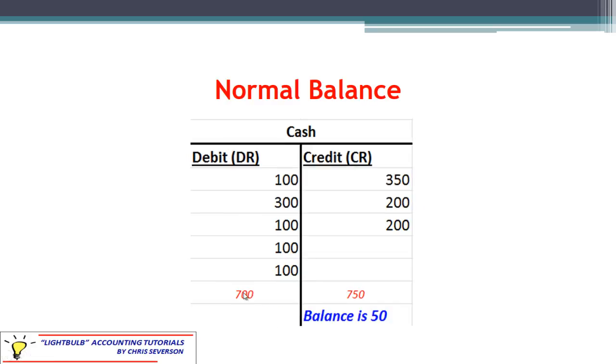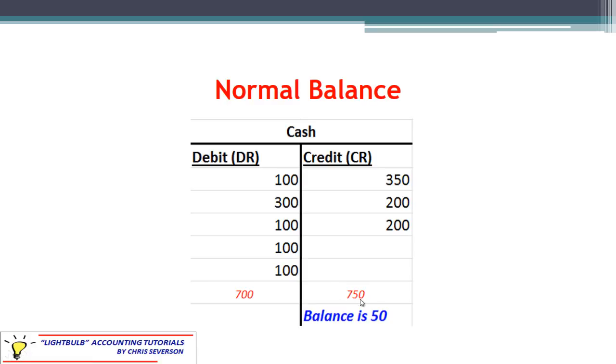Now in this case, we've added yet another credit. We still only have $700 debit. Now we have a total of $750 credit. The balance is $50 on the credit side because solely we have $50 more credit than we do debit. It doesn't matter what account it is. We have $50 more on the credit side than we do the debit side. Therefore, it's a $50 credit balance.